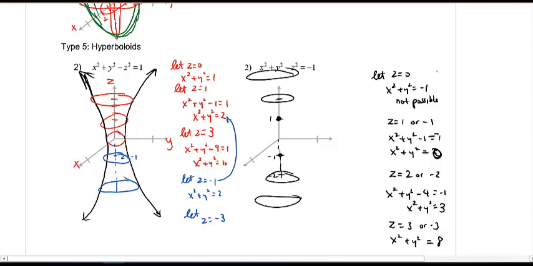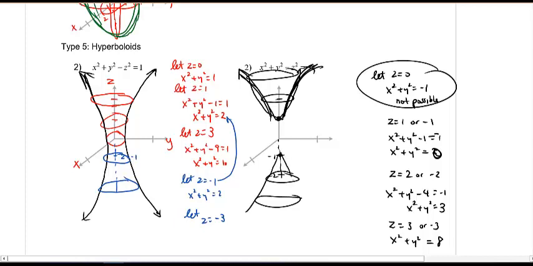But notice in this case, because this is not possible, the hyperboloid looks something like this. Same thing here. But really, there is nothing in between 0 and 1. So if you picked any value here between negative 1 and 1, you would get an answer of not possible. That means there's nothing there. And that's why this hyperboloid is actually two separate pieces, disjointed.